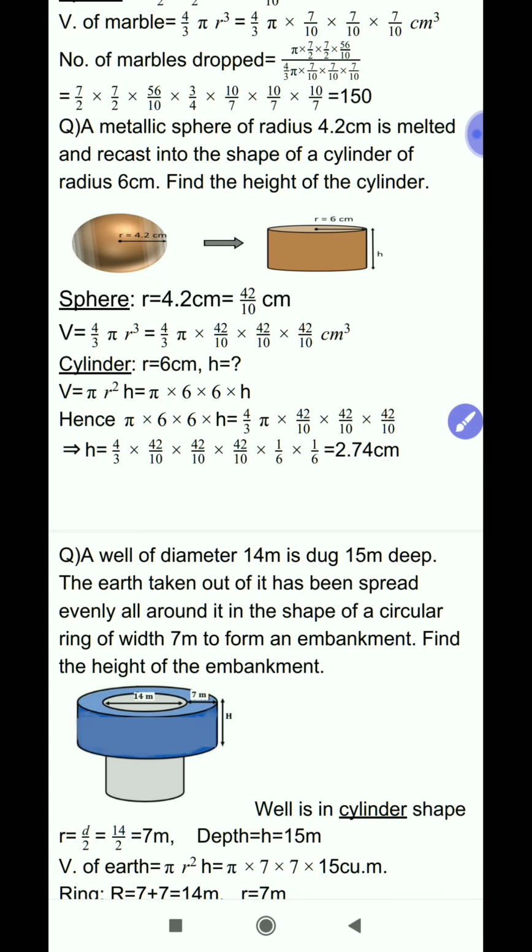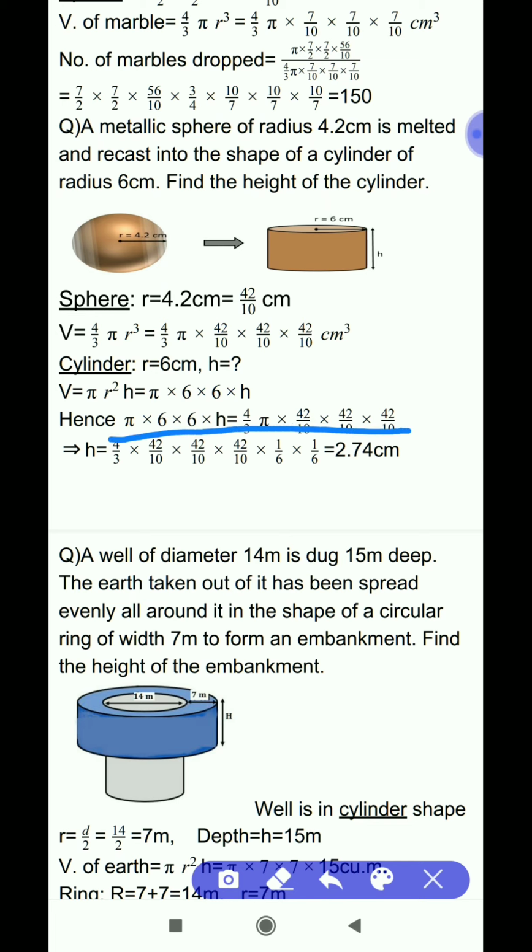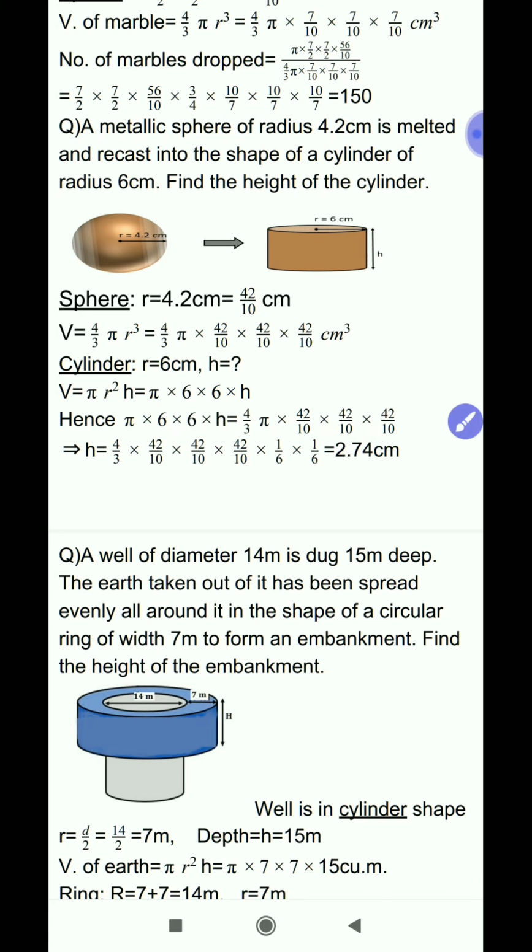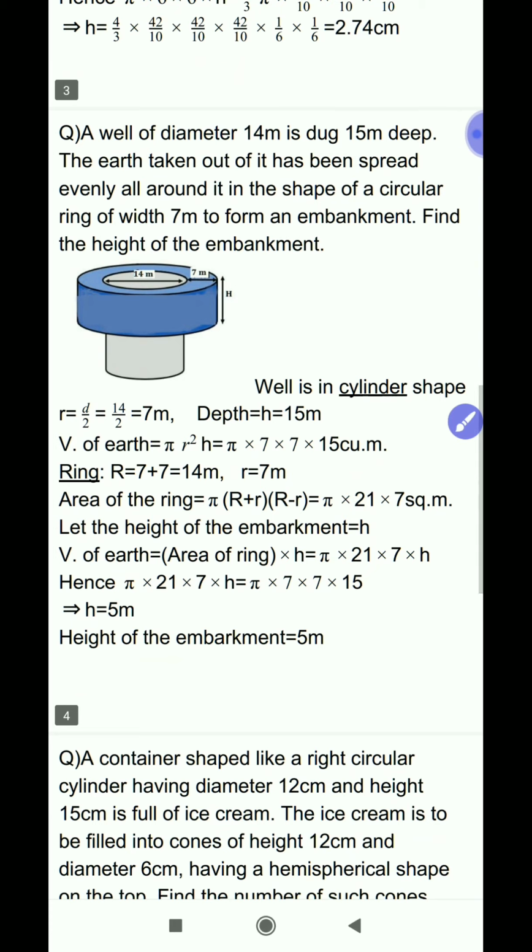We already told you the volumes are equal. So by equating the volumes and by simplification, we get the height of the cylinder, that is 2.74 centimeters. Now let us come to the next question.